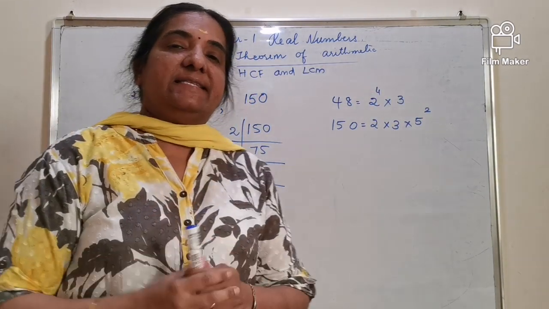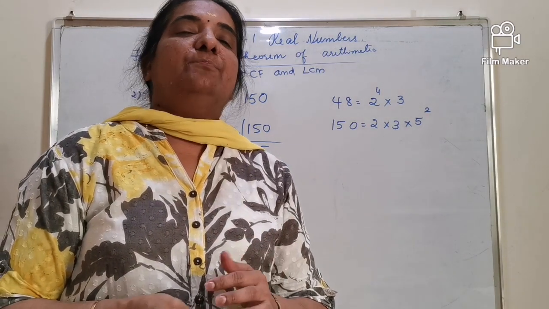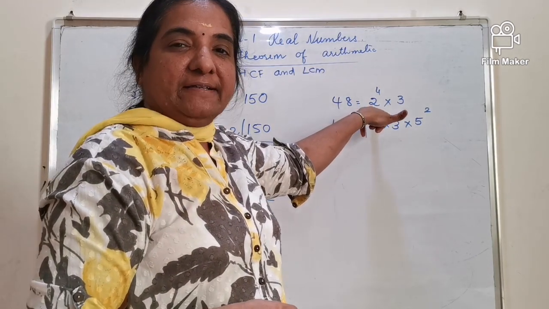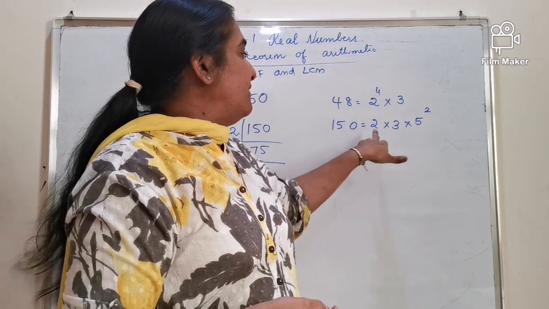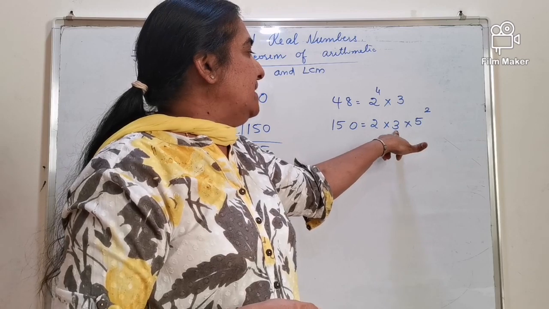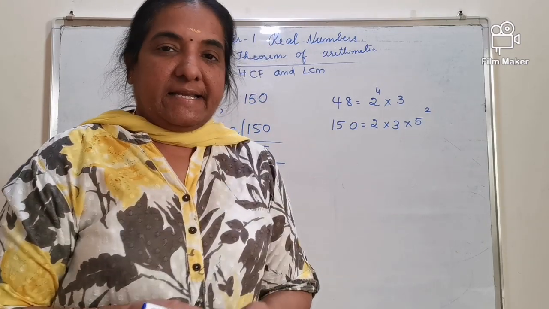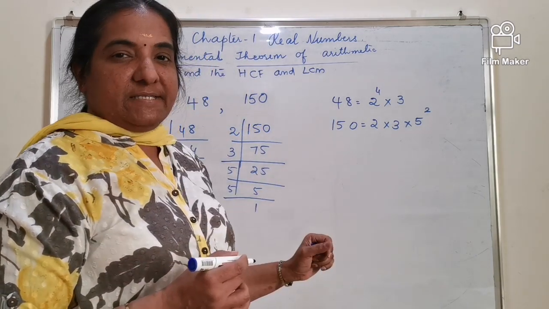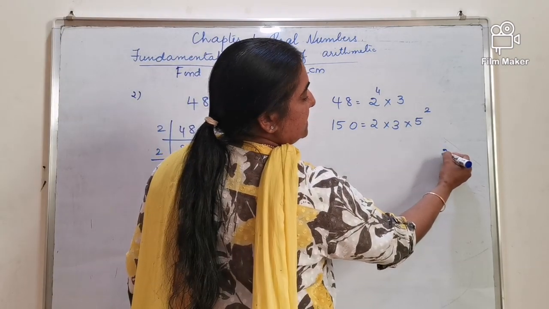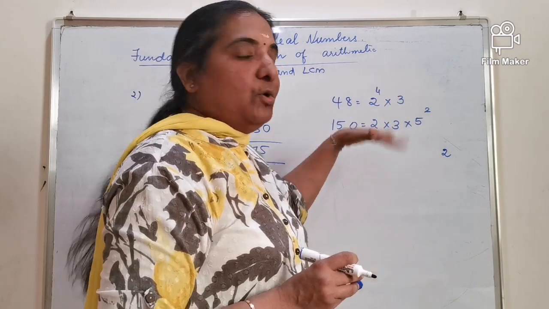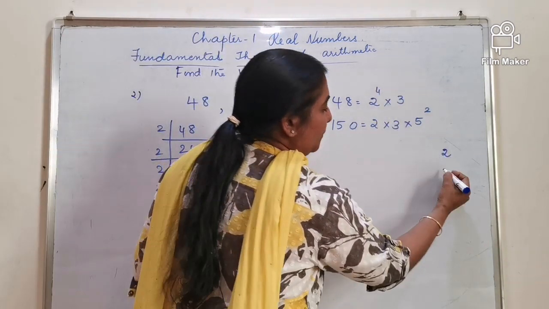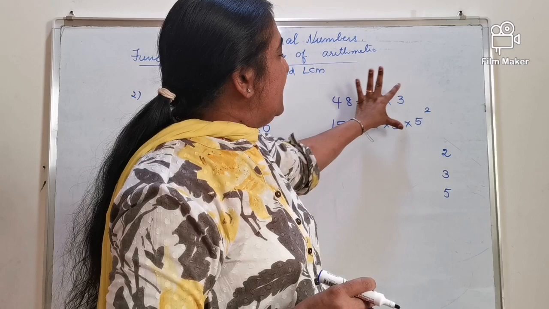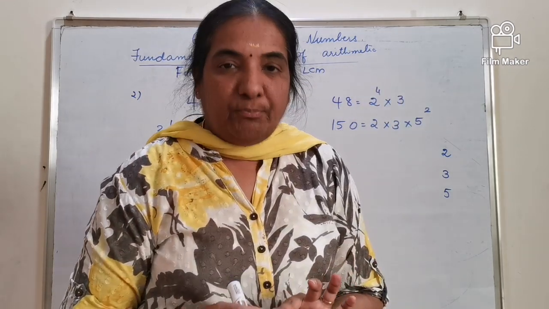In the previous example the factors were only 2 and 3 and both were common. Here, 48's prime factors are 2 to the power of 4 into 3, and 150's prime factors are 2 into 3 into 5 square. As I explained to you, the second step is to find what prime factors occur in both the numbers. You can see prime factors 2, 3 and 5. Now, here the 2 is common, 3 is common, 5 is not common.